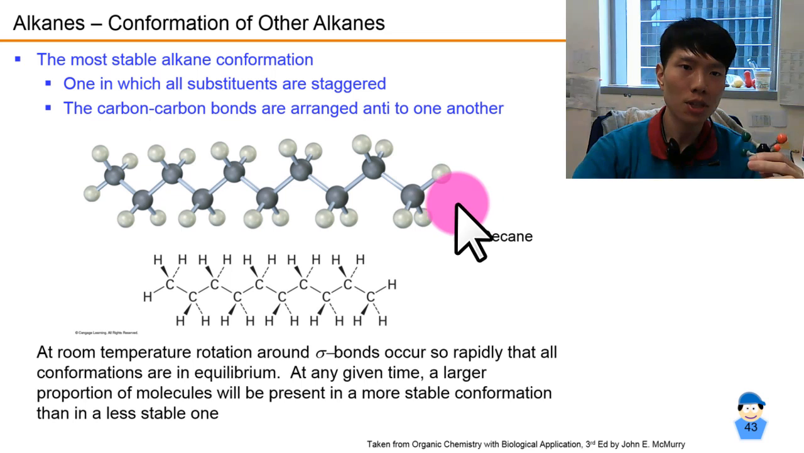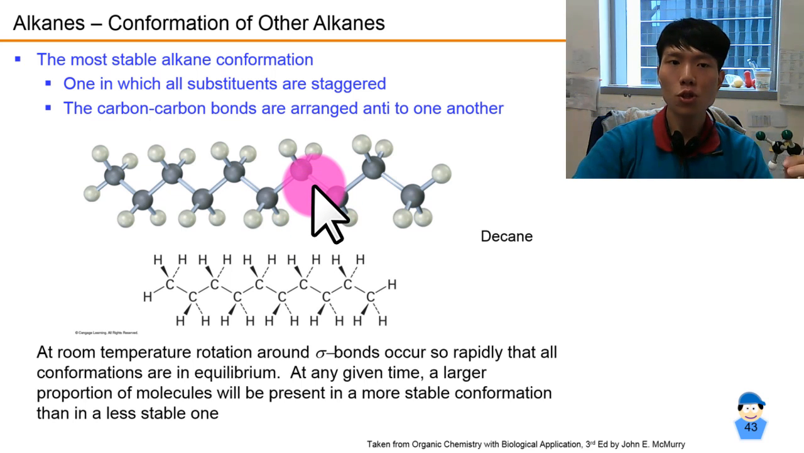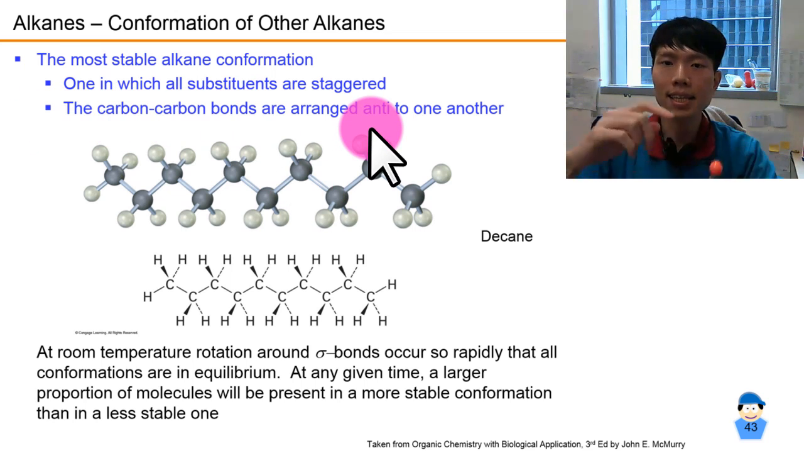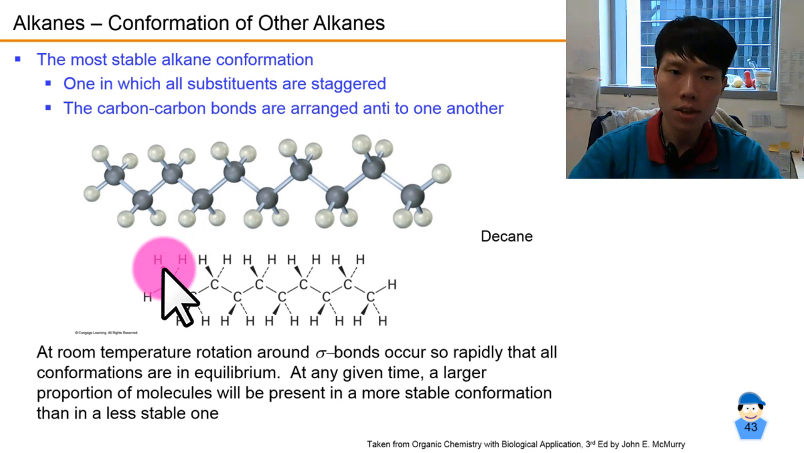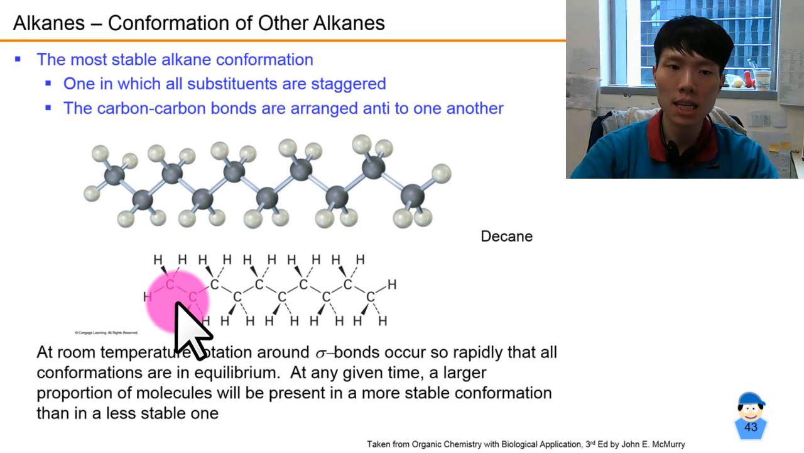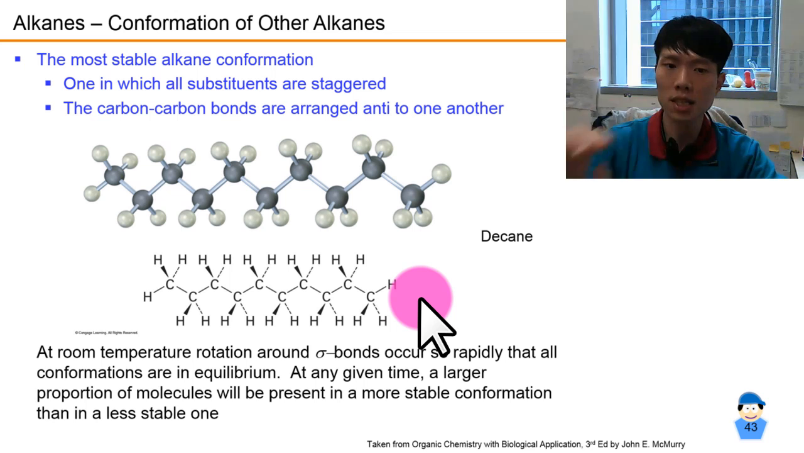So let's look at this molecule here called decane. Decane means you have an alkane with 10 carbons. So the most stable conformation of decane will be when the carbon-carbon bonds are anti with each other. So it's up, down, up, down, up, down. You see the drawing in 3D. The hashed bonds over here mean going to the back. This is a wedge bond, meaning coming toward you. So it's in, out, in, out, in, out. They will not eclipse each other.